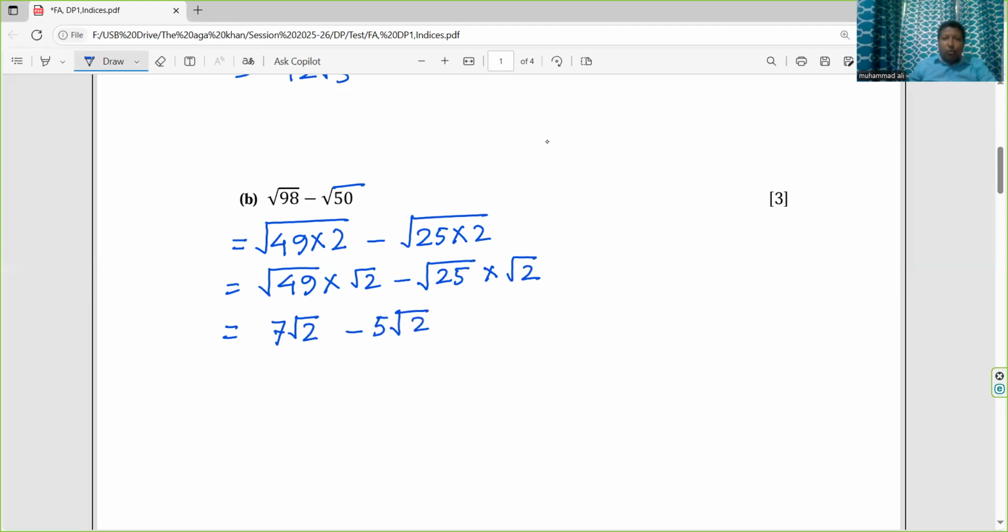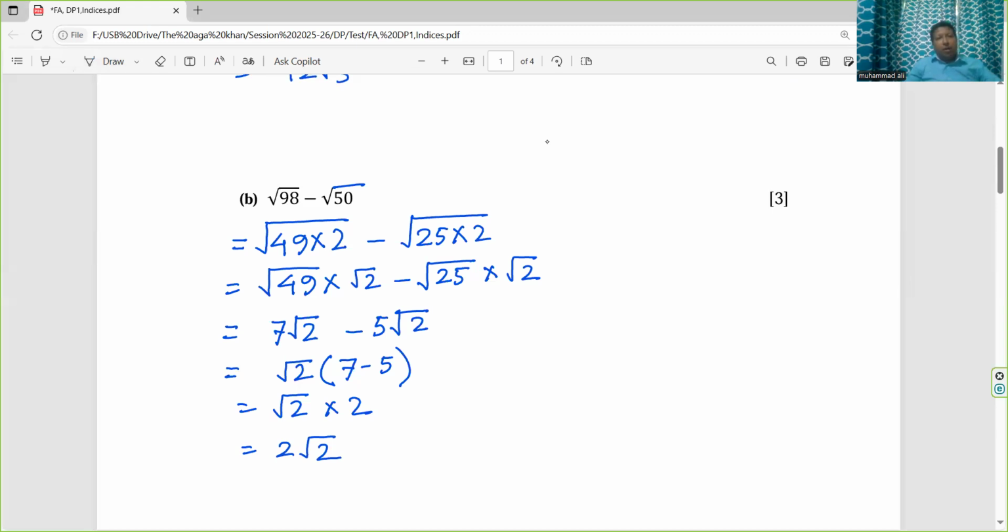So if you take common root over 2, we'll get 7 minus 5. So it will be root over 2 multiply 2. So you can write here 2 root over 2. Number B completed.